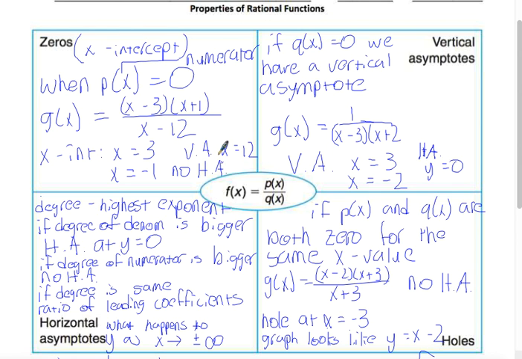So remember, when you're asked for all this information from a function, before you factor it, you can get all the horizontal asymptotes. Then you factor it and you deal with these other 3 boxes.